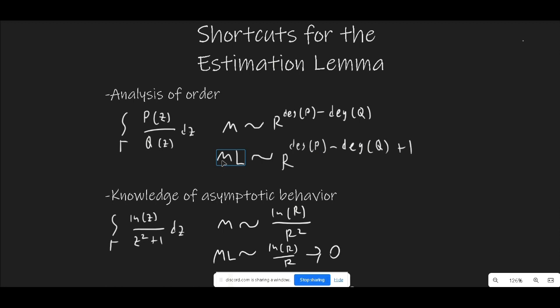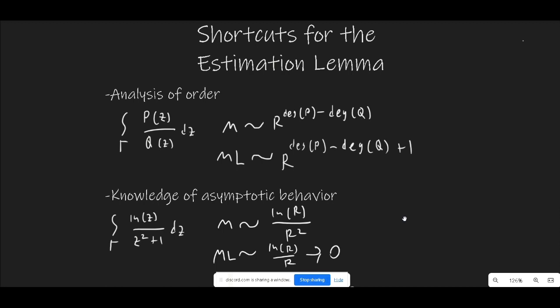Really, as r goes to infinity, ln z is going to go to ln r plus some i times some angle, but really that's not significant because r is so great. And then when we multiply by ln z over z squared plus 1, it's also going to go to 0. So let's go ahead and try some practice problems.